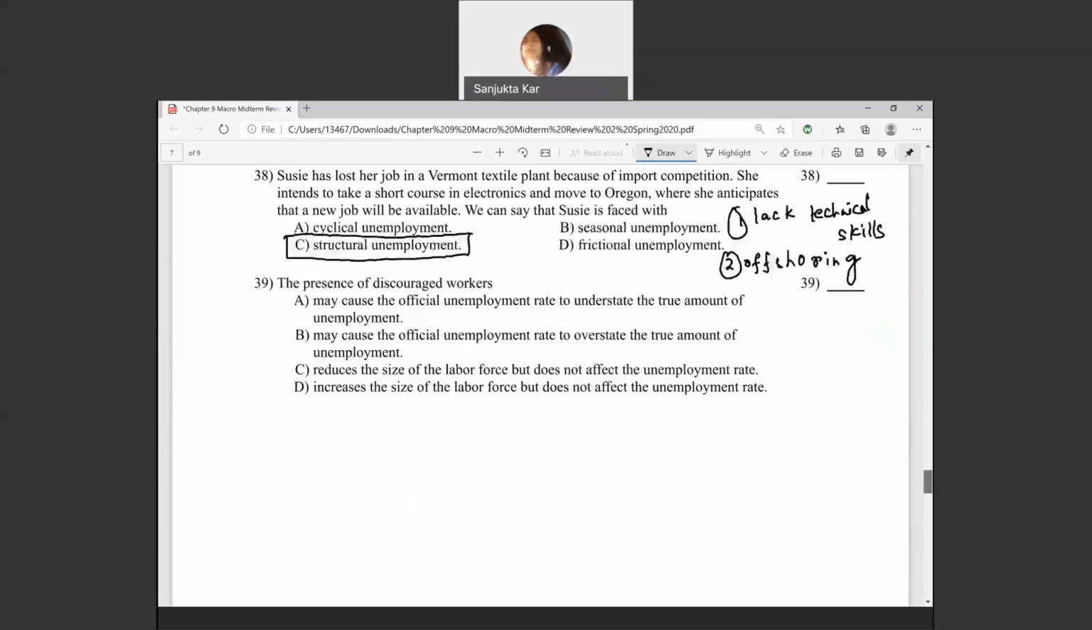Now, question number 39 here. The presence of discouraged workers is going to understate the true amount of unemployment. Again, we went over this part when I was looking at the shortcomings of this unemployment rate measure.